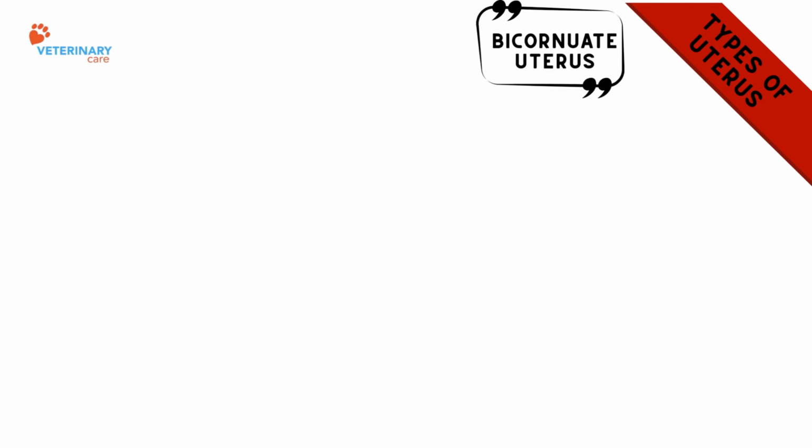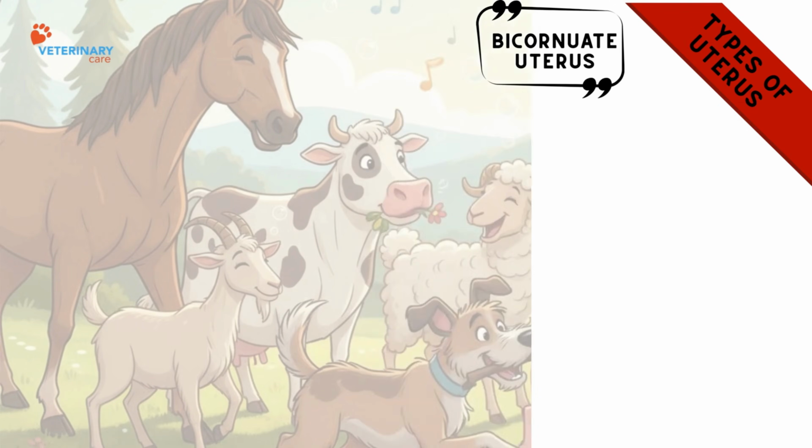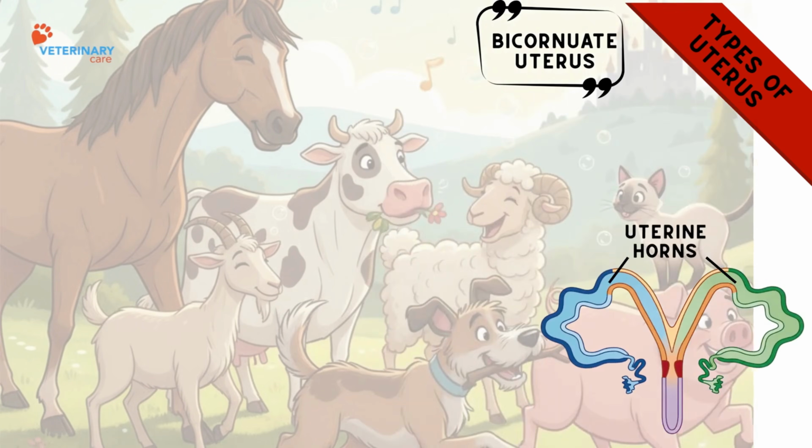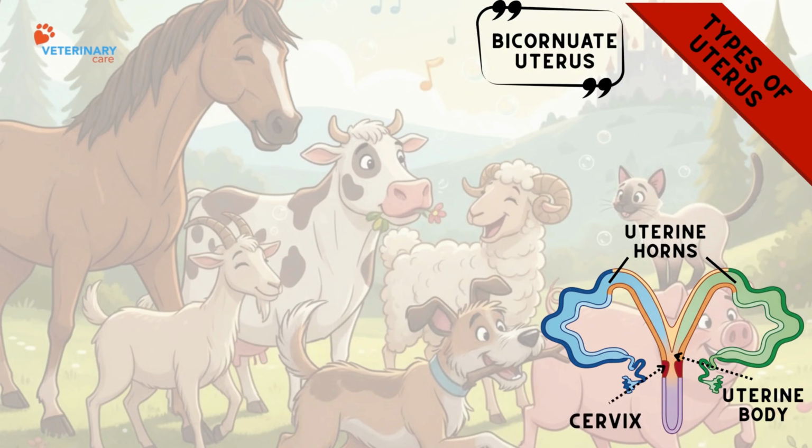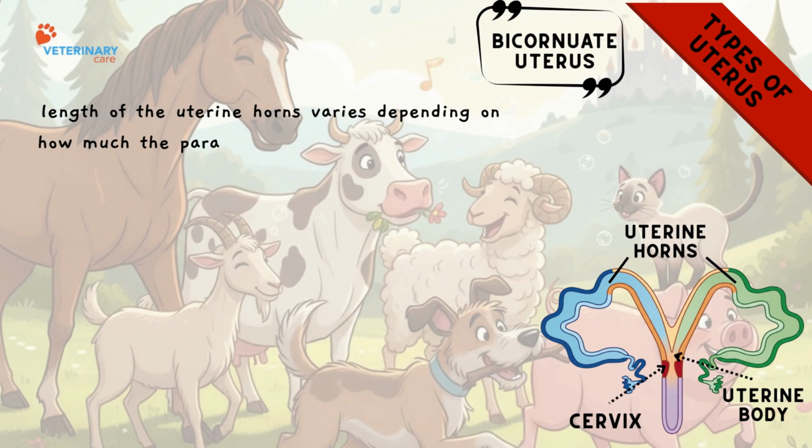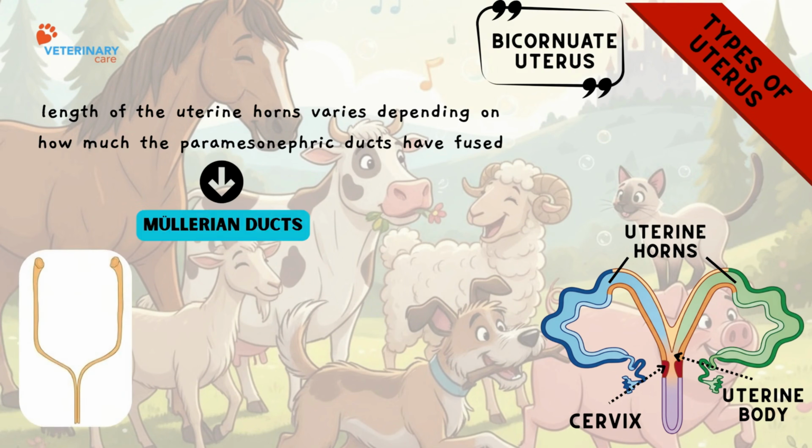First is the bicornuate uterus, which is common in domestic animals. This type of uterus has 2 horns and a small uterine body, all connecting to a single cervix. The length of the uterine horns varies depending on how much the paramesonephric ducts have fused. Paramesonephric ducts, also called Mullerian ducts.